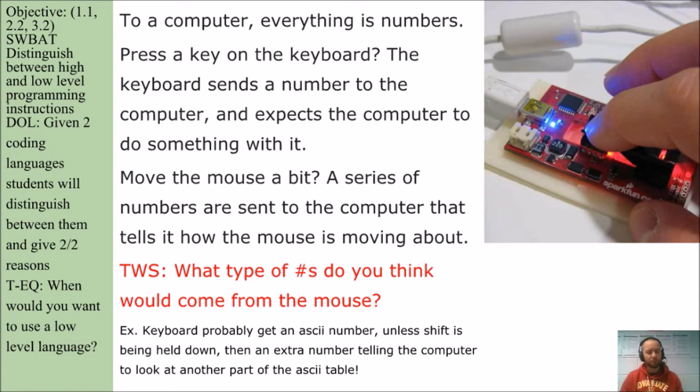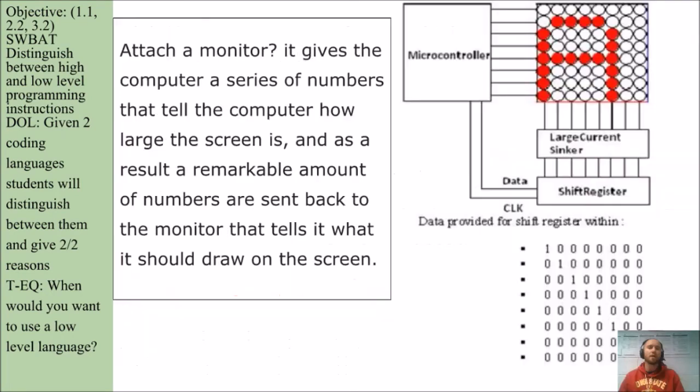My example to help you with the think, write, share is that the keyboard probably gives an ASCII number, unless Shift is being held down, then an extra number telling the computer to look at another part of the ASCII table. So if I hold Shift, that's going to be the part of ASCII where those letters are capitals. For example, 65 is A, capital A. Attach a monitor. It gives the computer a series of numbers that tell the computer how large the screen is, and as a result, a remarkable amount of numbers are sent back to the monitor that tells it what it should draw on the screen.